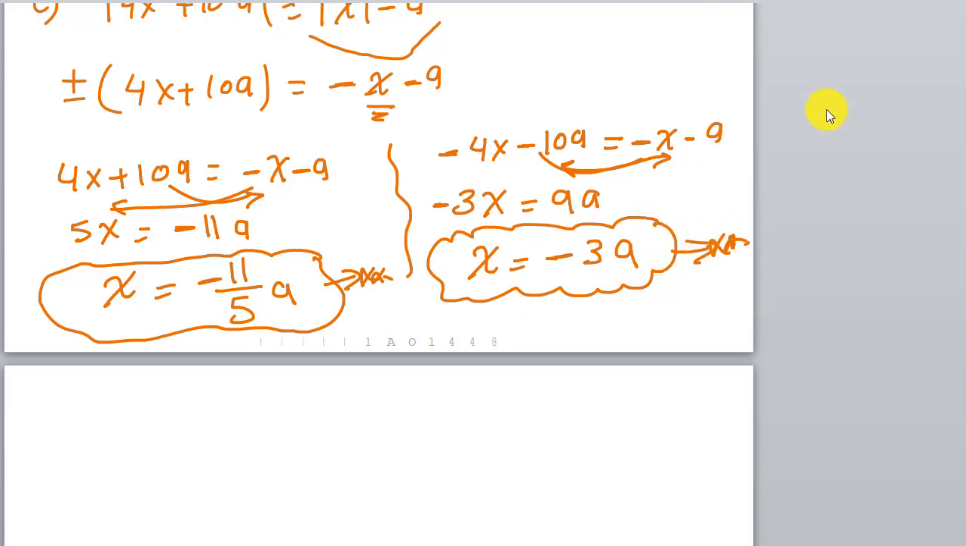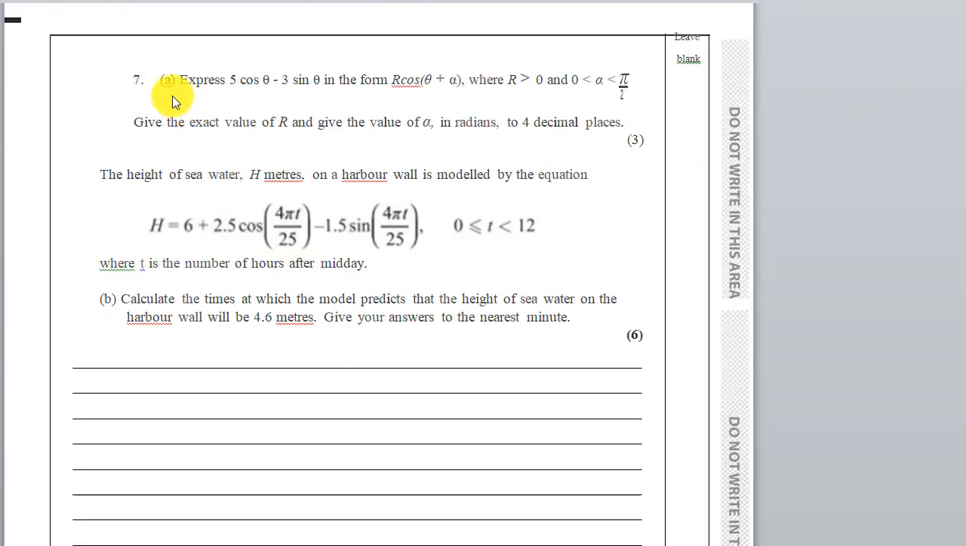Okay, let us go ahead to another question. Express 5 cosine theta minus 3 sine theta in terms of R cosine theta plus alpha, where R is bigger than 0 and alpha is bigger than 0 and less than pi over 2. Give the exact value of R and give the value of alpha in radians to 4 significant places. So let us start to solve this question. This is part A.